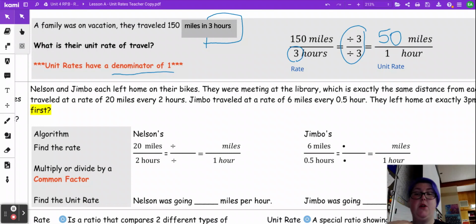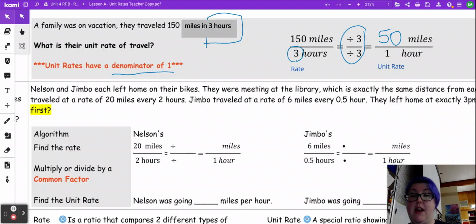Nelson and Jimbo left their houses to meet at the library. They are exactly the same distance from the library. So if Nelson travels at a rate of 20 miles in every 2 hours, and Jimbo travels at 6 miles in half an hour, who's going to arrive at the library first? Well, we have our rates. Now we need to get our unit rate.